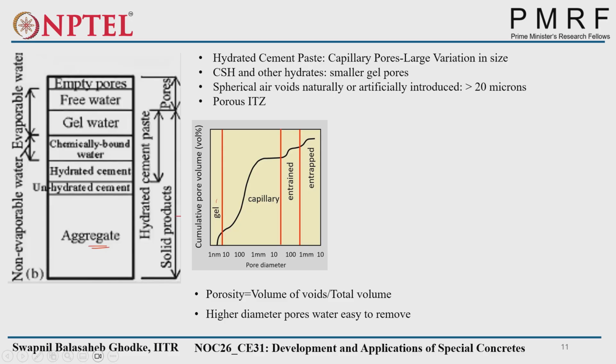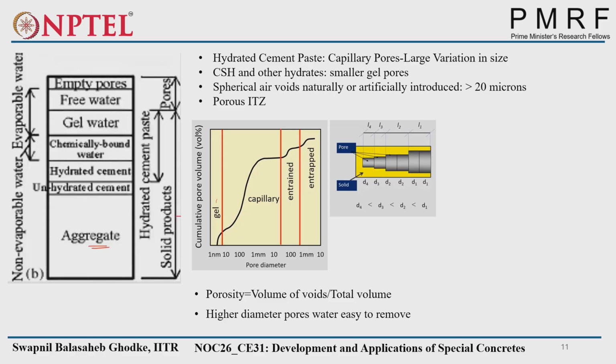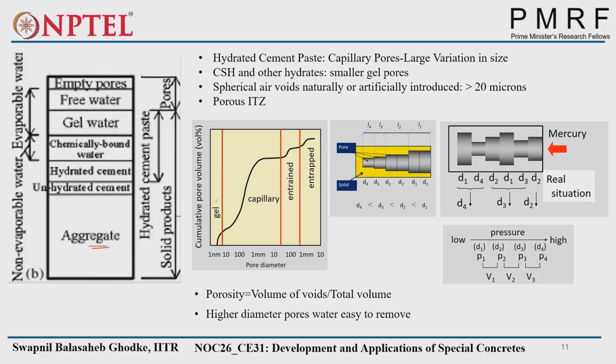So in the porosity, what is there exactly? Volume of voids upon total volume. So higher diameter pores, water is easy to remove. This is the basic concept. If the diameter of the pores is high, it is easy to remove the water because less pressure is required, right? If the diameter is less, more pressure is required to remove the water. So that's why the pore diameter matters more. And to identify the volume of the pores, mercury intrusion porosimetry is one of the major tests used in industry and in labs.